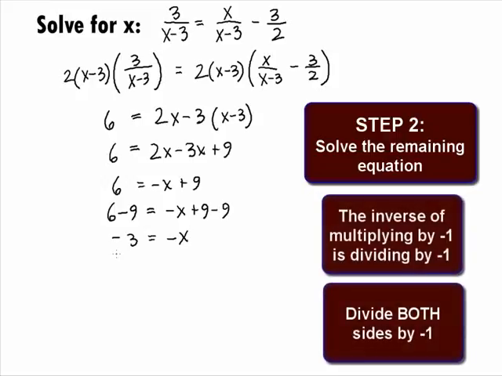The inverse of multiplying the x by negative 1 is to divide both sides by negative 1. When we do this, we get negative 3 divided by negative 1 equals negative x divided by negative 1. This leaves us with 3 equals x.